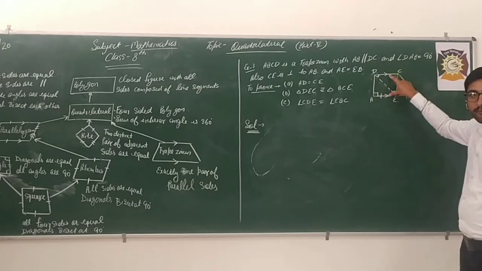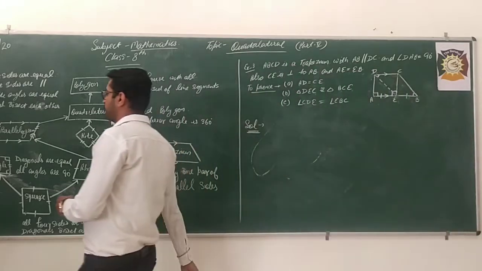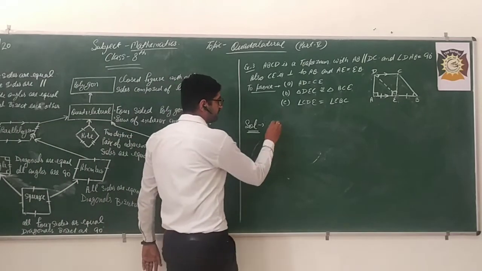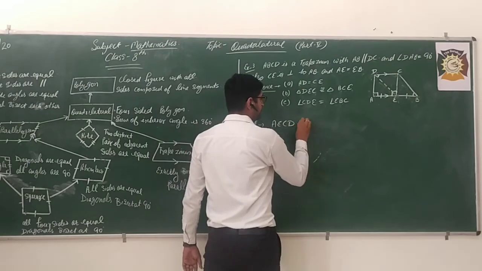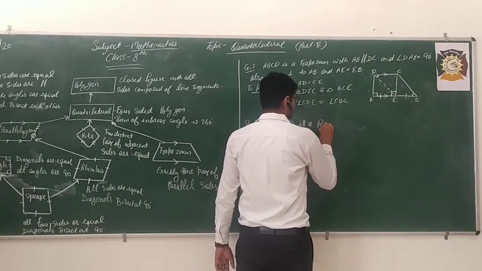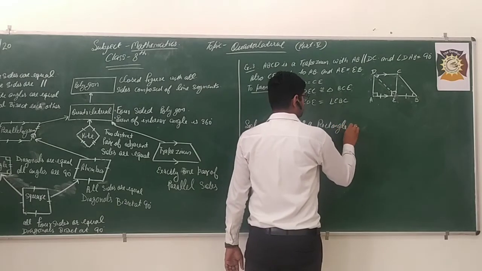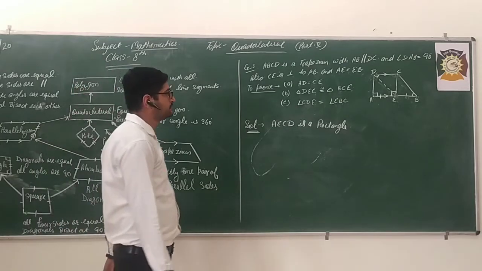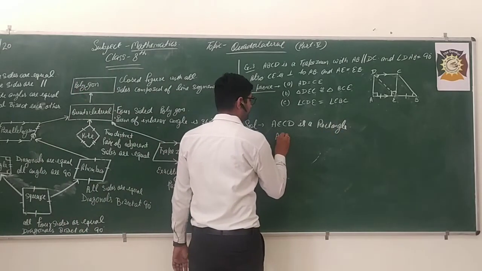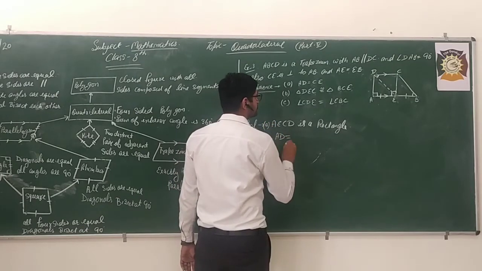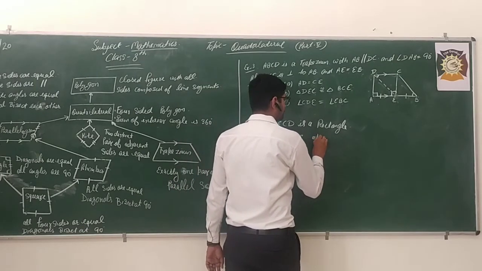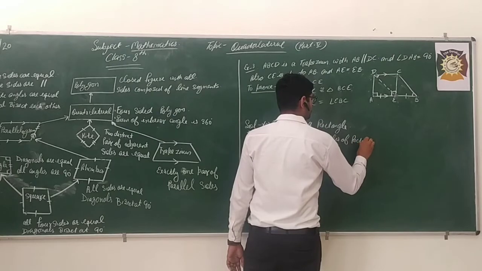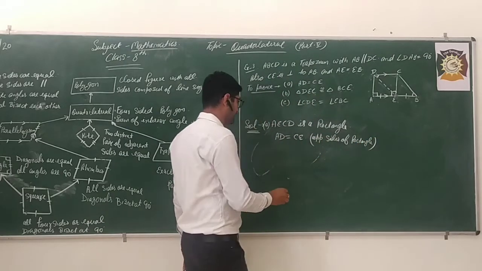Opposite sides are parallel. It means it holds the property of the rectangle. Is it clear? It means we can say that ABCD is a rectangle, and in a rectangle opposite sides are equal, so AD is equal to CE, opposite sides of a rectangle. Is it clear?